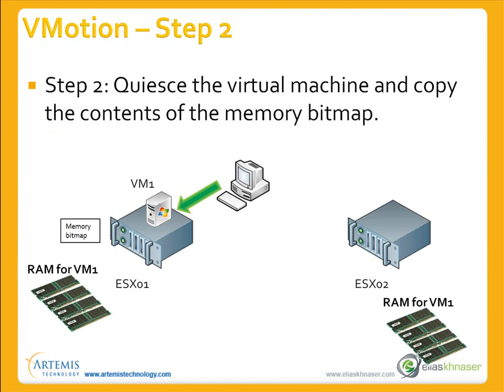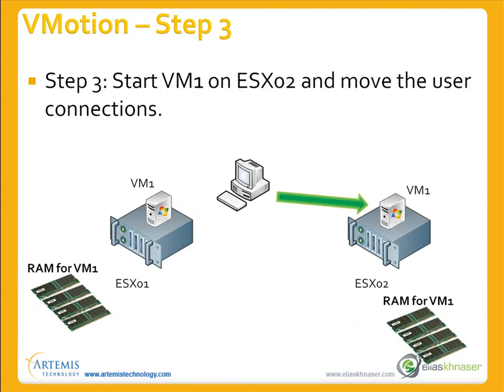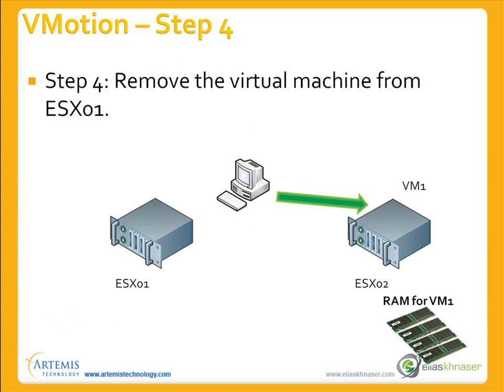Now step 2 would be to quiesce the virtual machine and copy the contents of the memory bitmap. Step 3 would start the VM on ESX02 and move the user connections. So after the memory has been quiesced and you've copied the memory bitmap, then we're going to start the VM on ESX02 and move the user connections, all of that without losing any connectivity. And then you have step 4, which would remove the virtual machine from ESX01 and completely move it to ESX02.